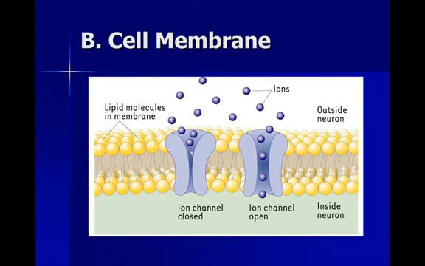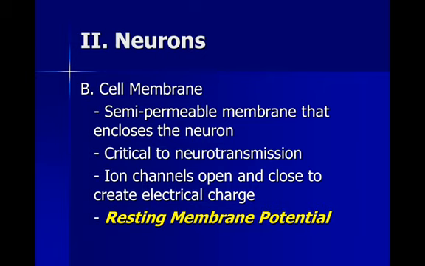Just like when you were in high school chemistry or middle school science and you learned how to make a battery through a variety of functions. Basically just like that, because there is a difference in the amount of ions across that membrane. So it creates an electrostatic charge. So the semi-permeable membrane that encloses the neuron, which is critical to neurotransmission, functions primarily through these ion channels that open and close to create an electrical charge.